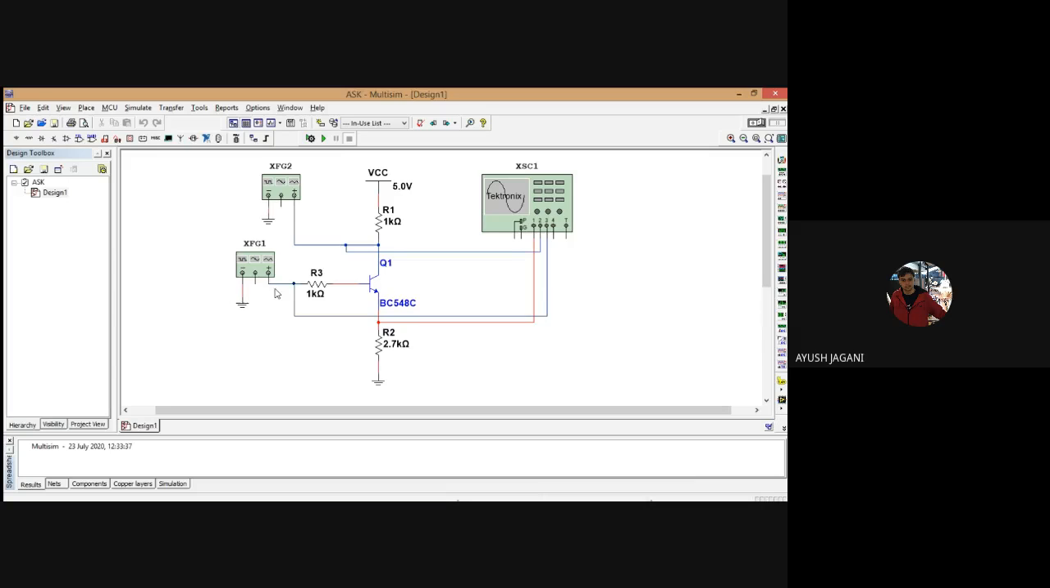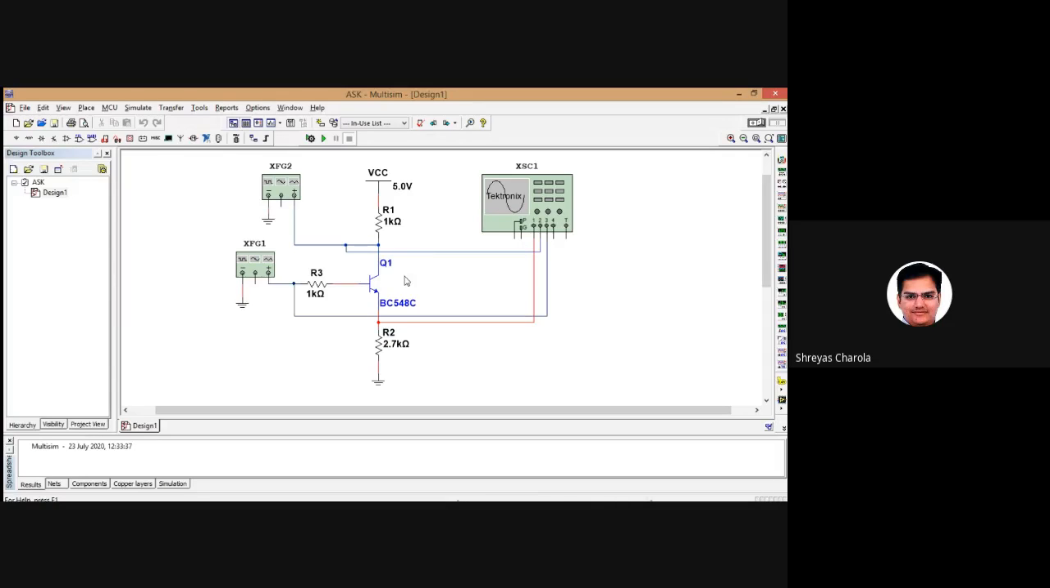I think it's clear, or not? The screen is not visible for me. For others it is visible, and here I can see it. Anurag, is it visible for you? Yes, sir. Just leave and join again. Okay, Anurag? Ayush? Jagani? Yes, okay.